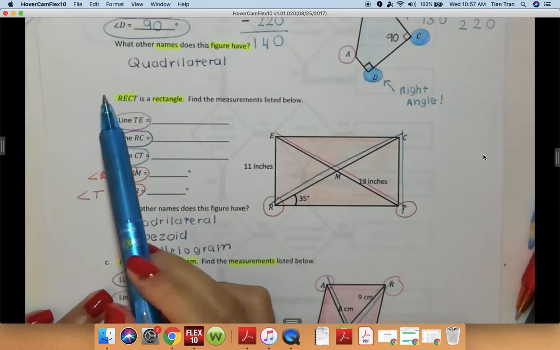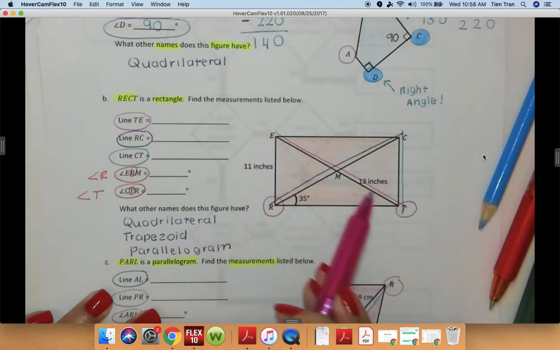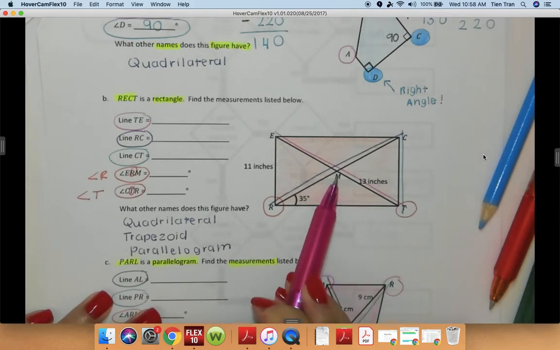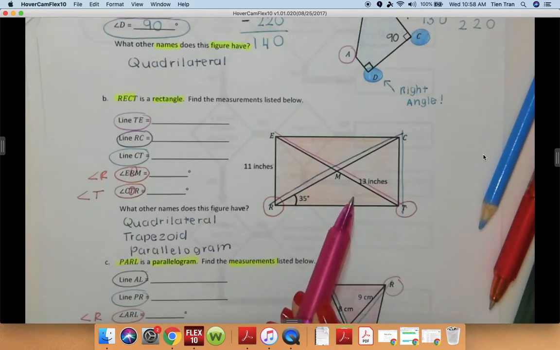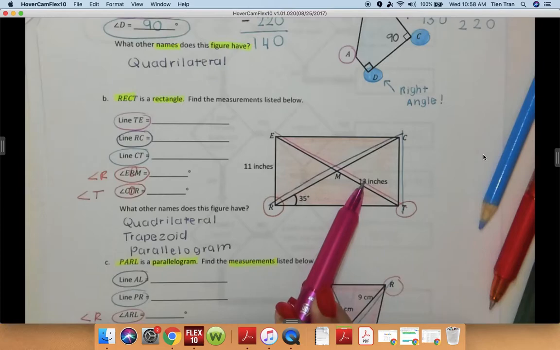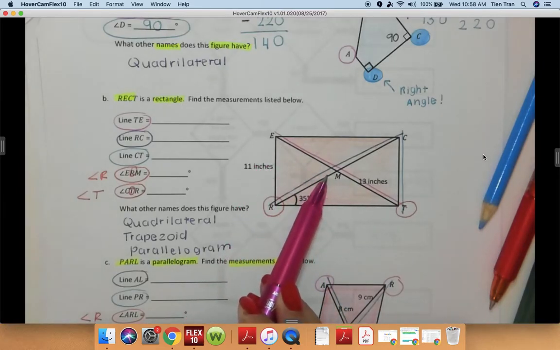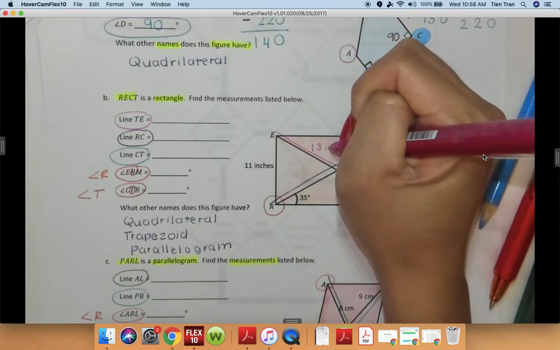So it says right here, line TE, which is this line right here, TE is equal to how many inches? I need to figure out my measurement. The measurement that I do know is MT, which is equal to 13. And remember, in a rectangle, the bisectors are exactly the same, so they're equal to each other. So if MT is equal to 13 inches, then on the other side, EM is also equal to 13 inches. So I'm going to write right here 13 inches.